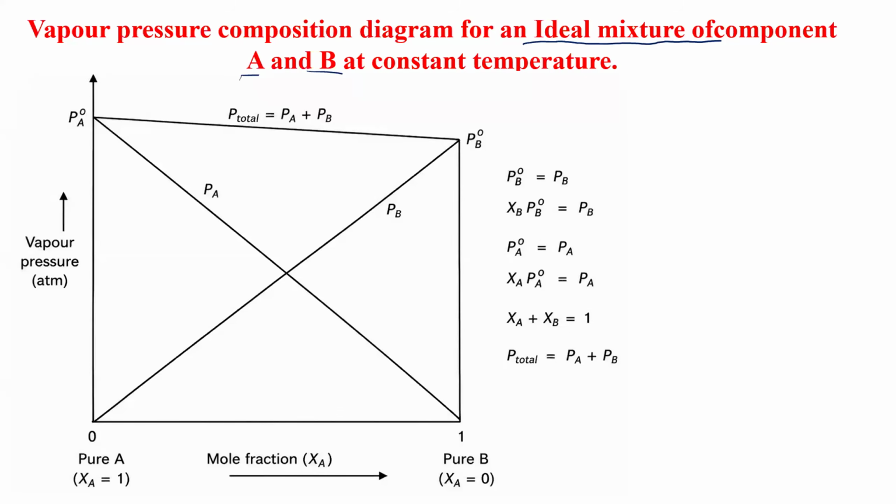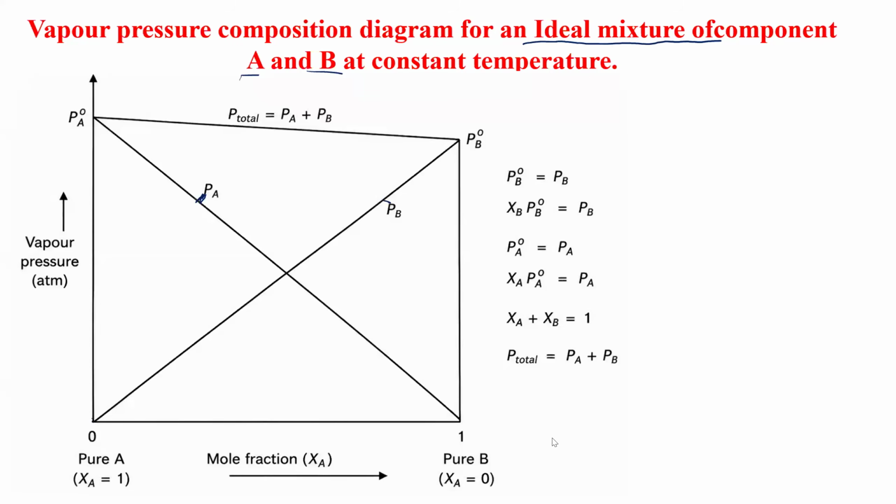Have you been able to see the diagram? Yes, Master, I'm seeing. So in this diagram, this is PA. We have already seen that is the partial vapor pressure of component A. This is the partial vapor pressure of component B. And we are seeing it is a straight line coming from 0. Now look down here. The down part is having the mole fraction.